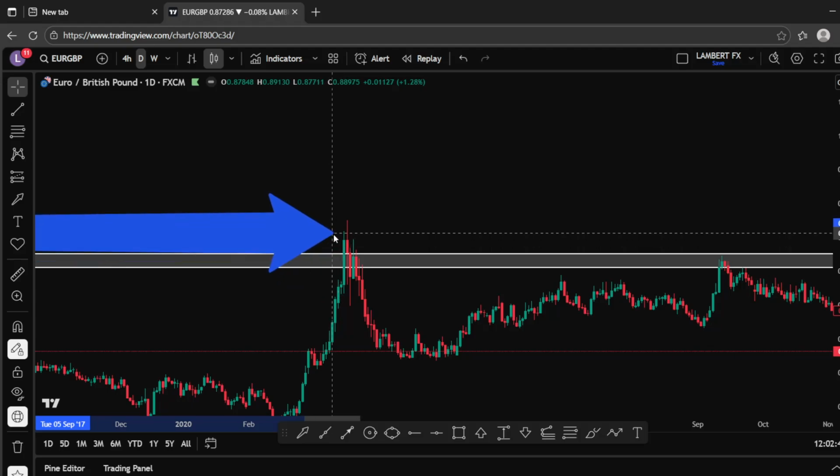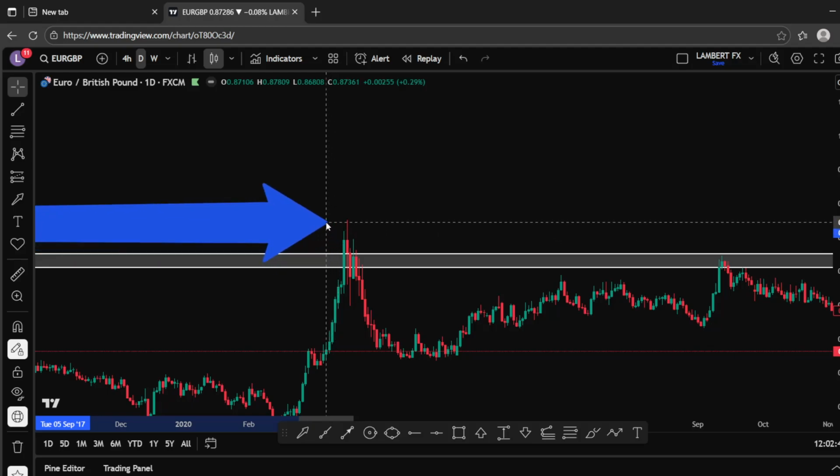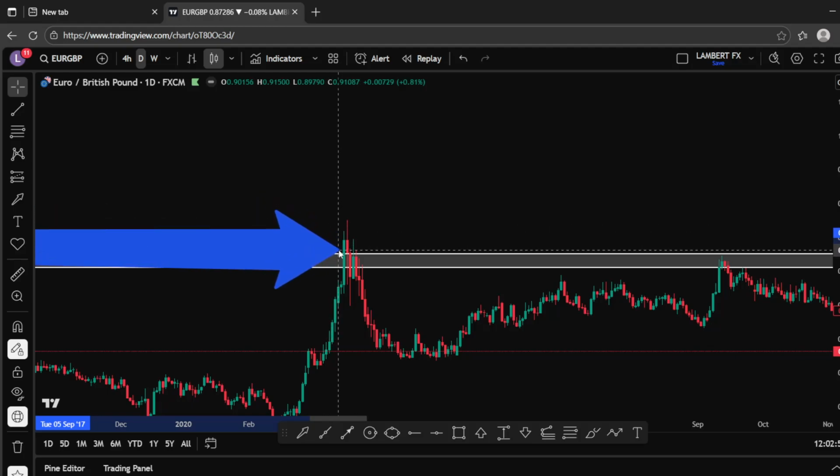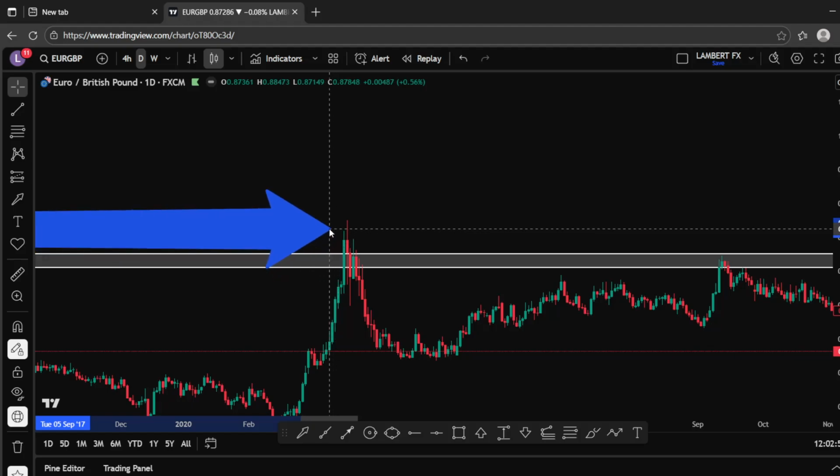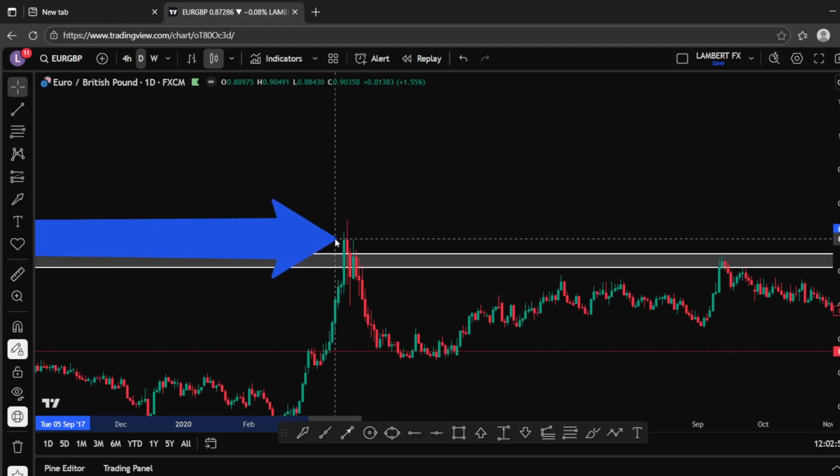I know you said you would take a long trade. Yes. Most traders will go long, because this was the first time after 4 years we had traded above this level. So you will go long.